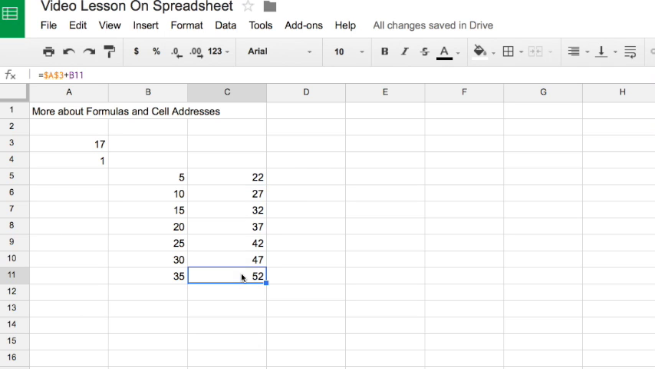So if we go down to this last one and look at the formula, it's referencing the 17 in the top left-hand corner and the 35 to add them together to give you 52.